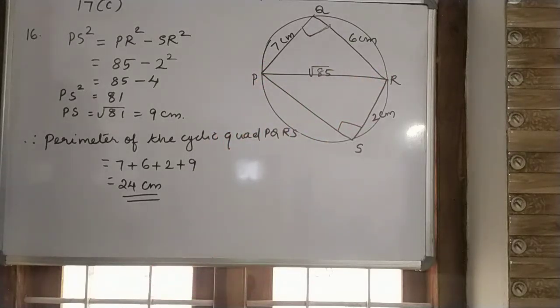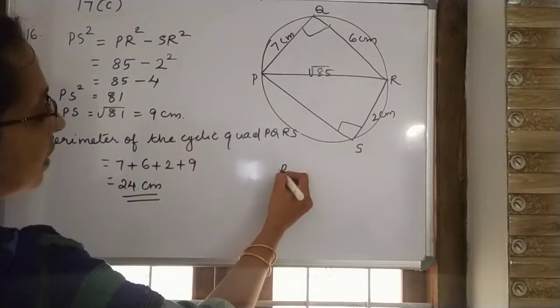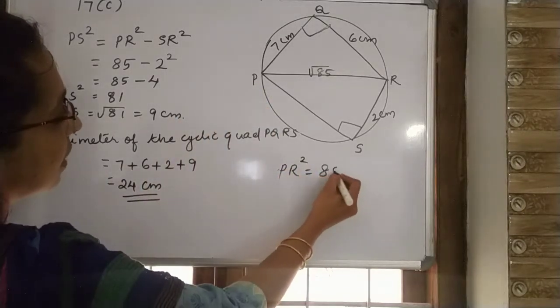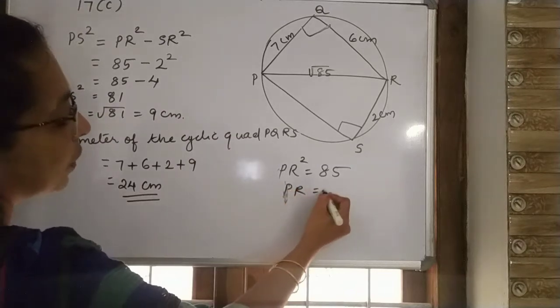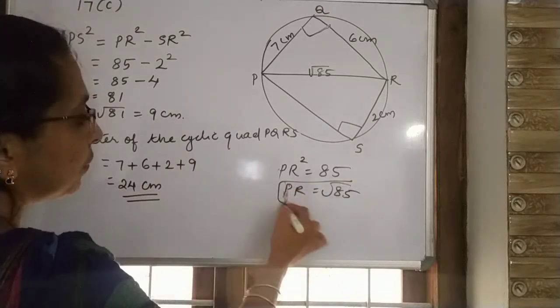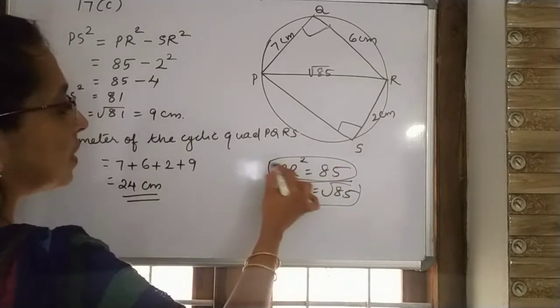That is, we got PR square as 85. From there we wrote PR is equal to root of 85. So no need of doing this. This is enough. PR square is 85.